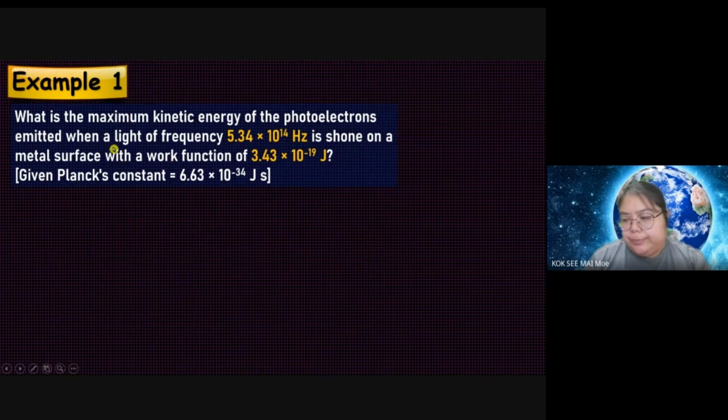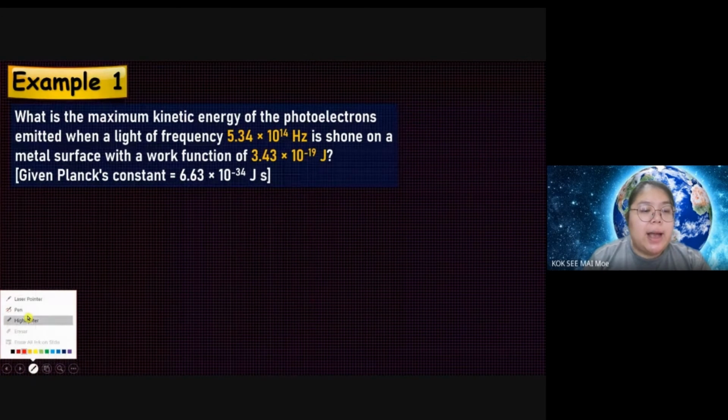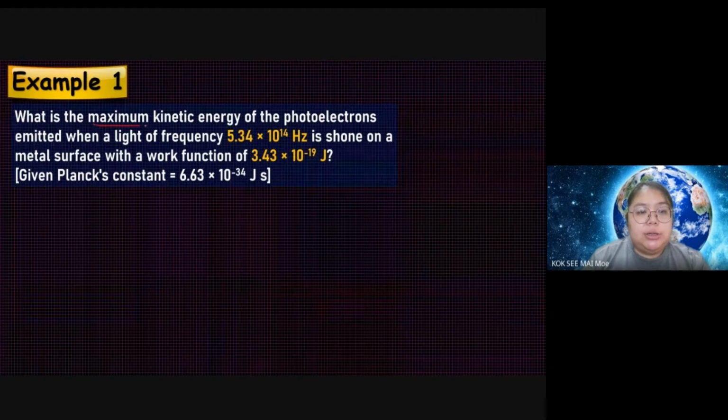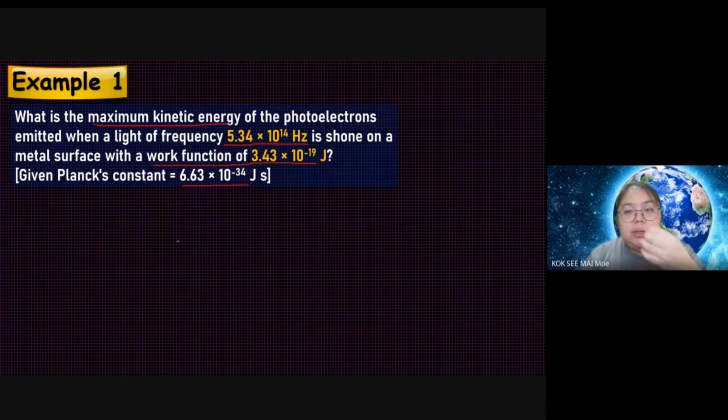Okay, let's see this one. Students, please prepare your calculator. Okay, what is the maximum kinetic energy? They're talking about maximum kinetic energy of the photoelectron emitted when light of a given frequency is shone on the metal surface with the work function. Okay, then they give you the Planck constant. So we're going to see the info.